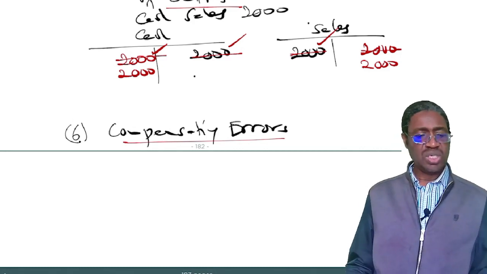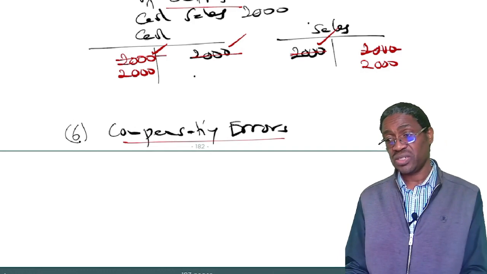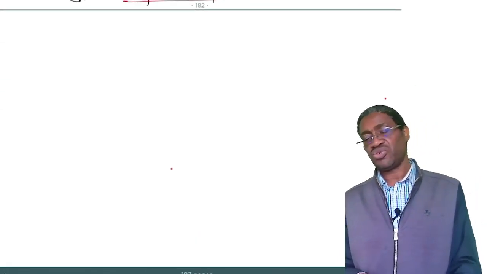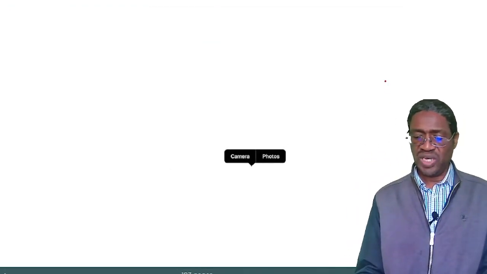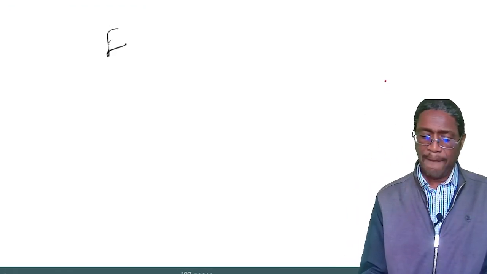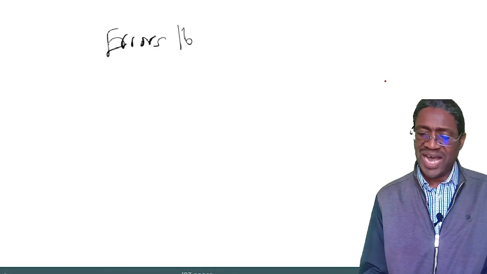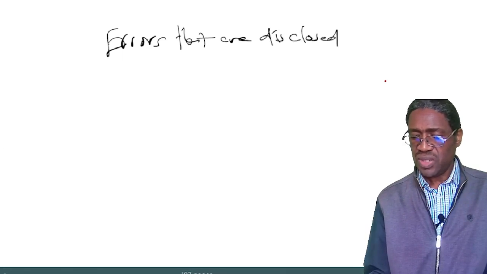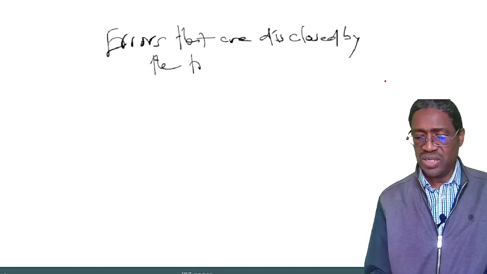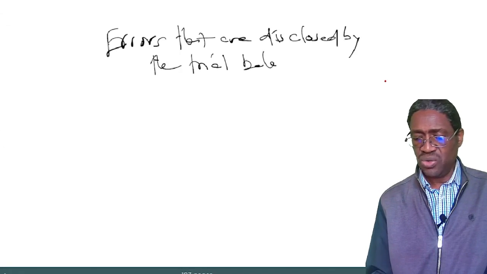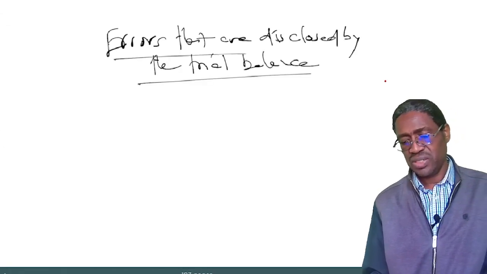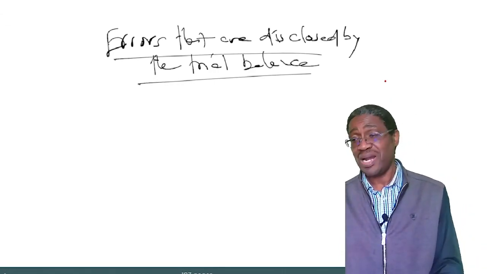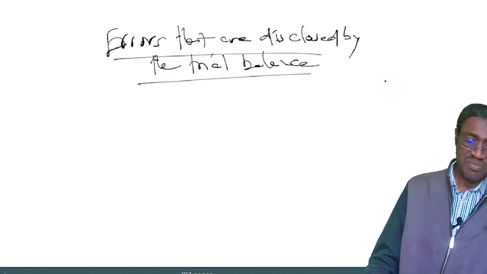Good. Now let me continue. So we are through with the first category of errors. So let me introduce the second category of errors. These are errors that are disclosed by the trial balance. Meaning, when you commit them, the trial balance will never balance.